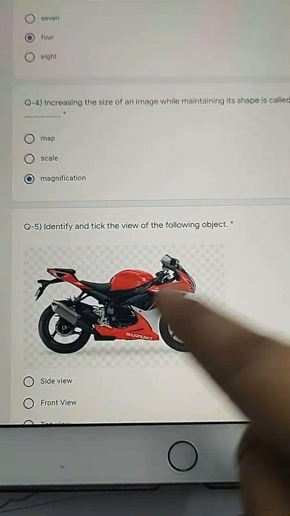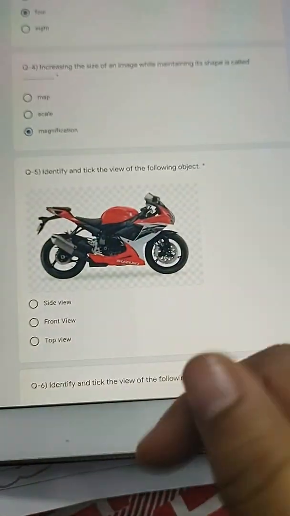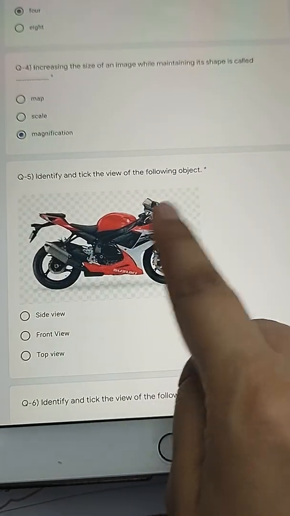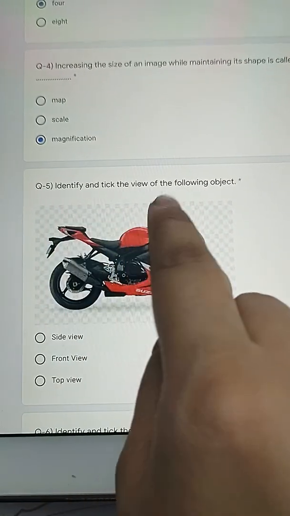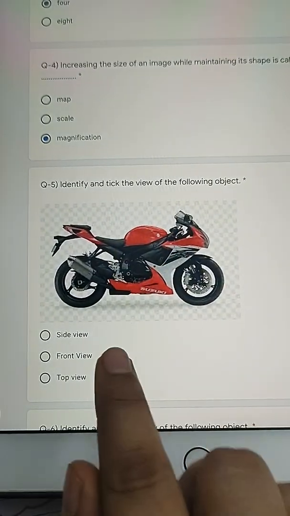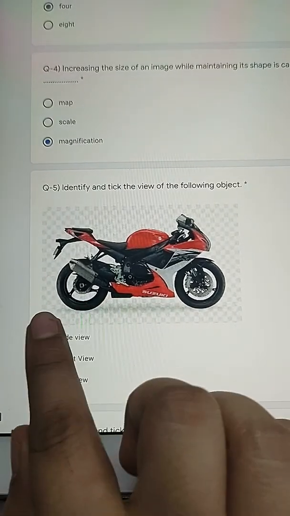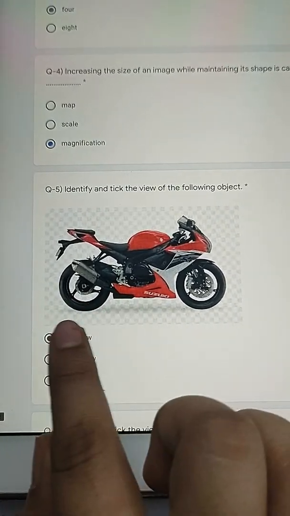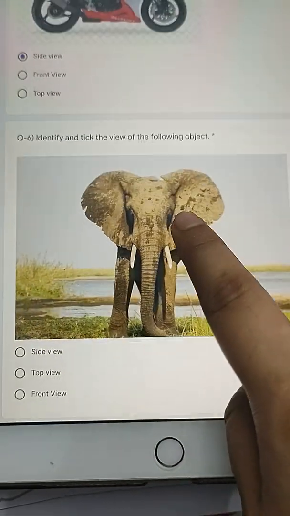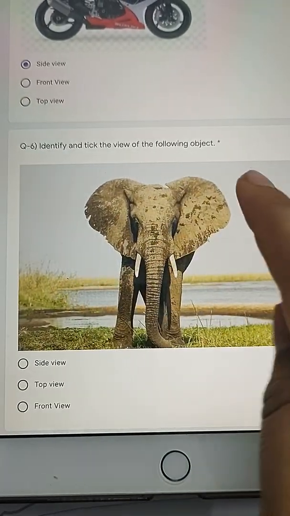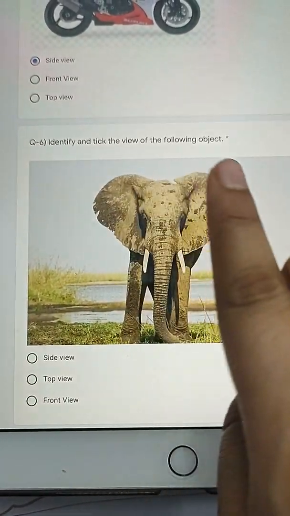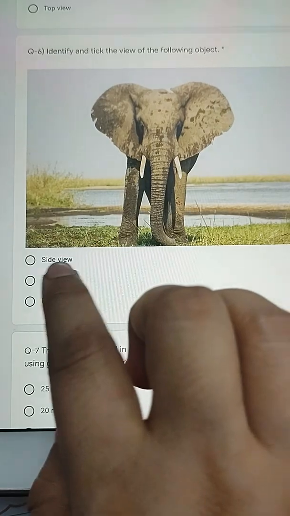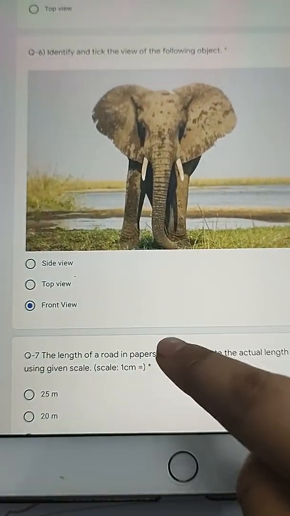Identify the view of the following object. So this is the side view of the bike. If you look at the front, you will only be able to see the face, and if you look at the top, you will be able to see the seat and the oil tank also. So this is the side view, so you are going to tick the side view. I have already told you, when we look at the front view, it means that you will be able to look at the face. Identify the view of the following object. So this is the front view of the elephant.